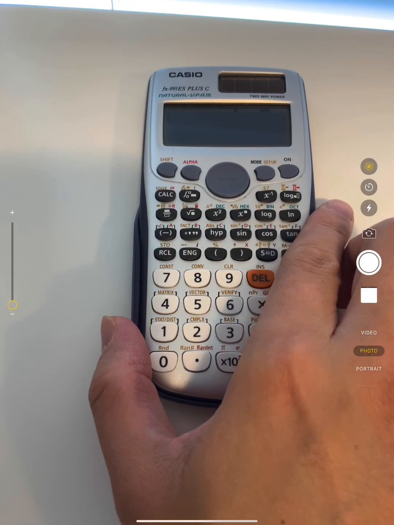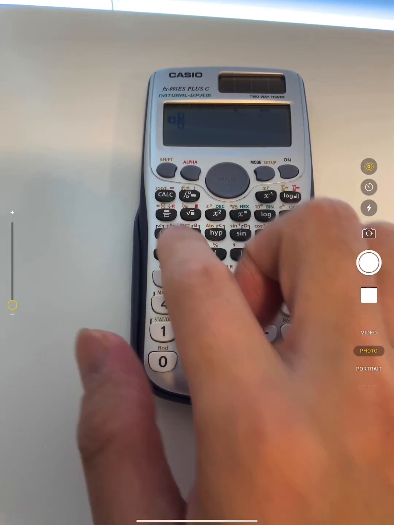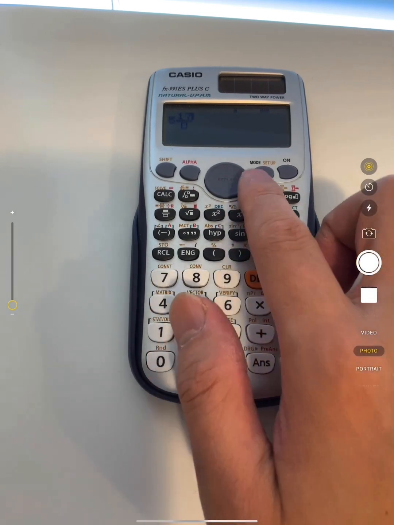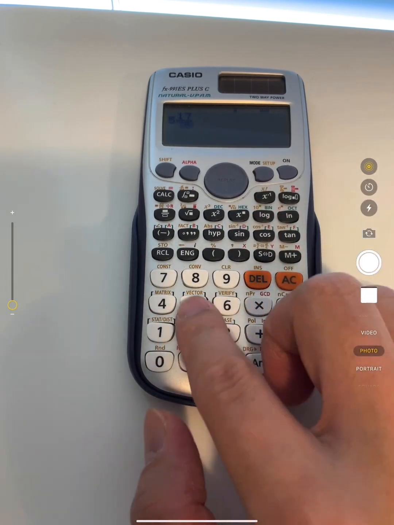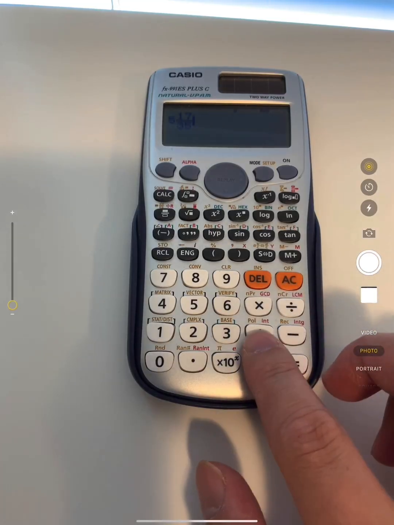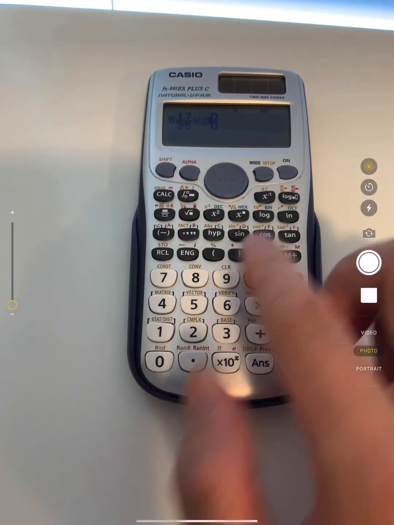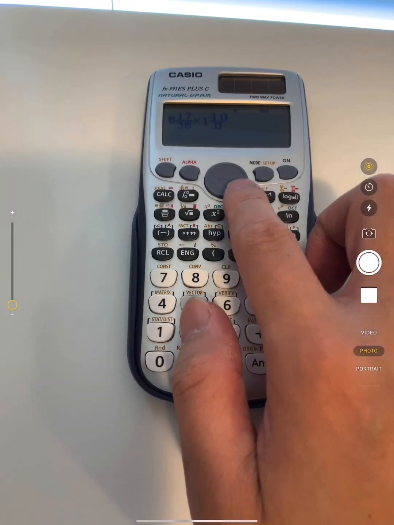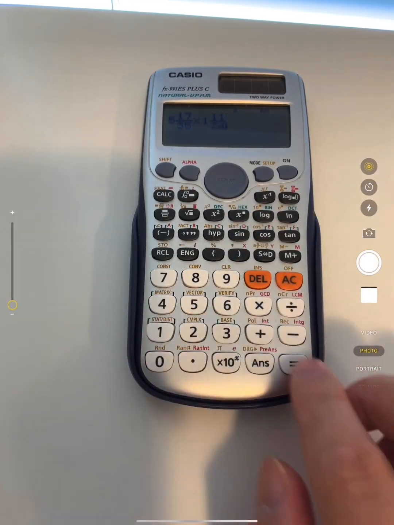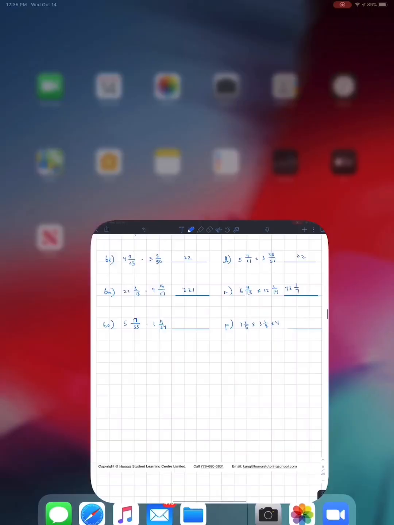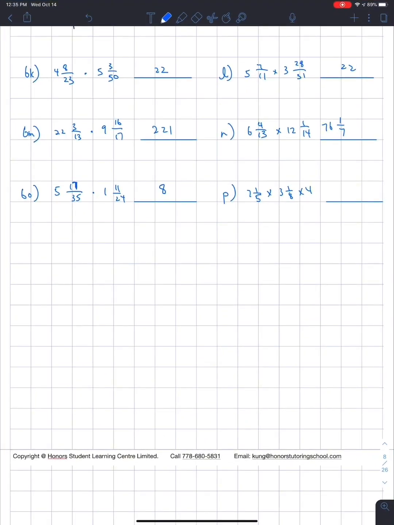And then same idea, and now I'm moving on to O. So Shift, press that button, 5 to the right, 17 over 35, times Shift, mixed fraction button, 1 and 11 over 24. That's it, it tells me it's 8. That's O. 6O is 8.